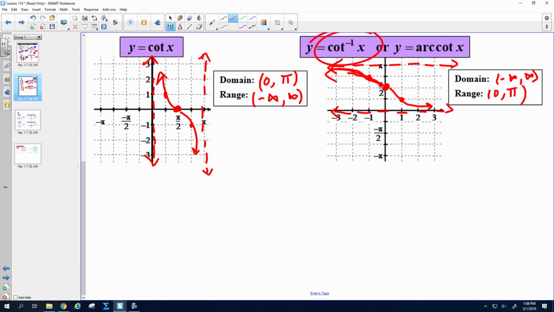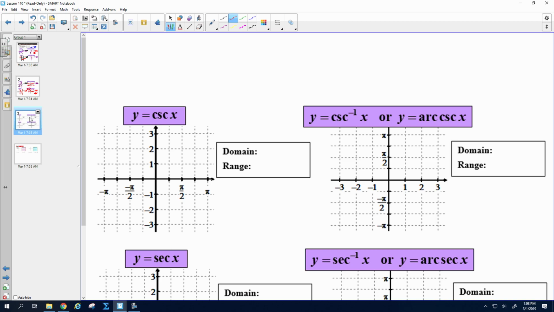Side note, what are cotangents? Lava zones. 0 to pi. Cool.